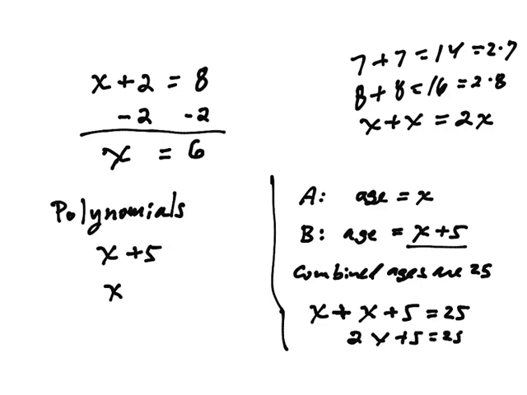And from the last video, we saw that this is known as a two-step algebra problem. You take away 5 from both sides, and then you divide both sides by 2 to get x equals 10.